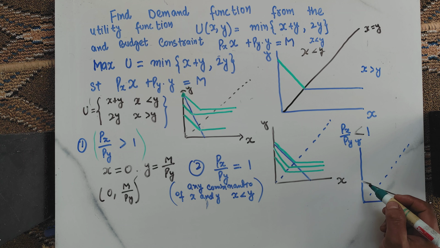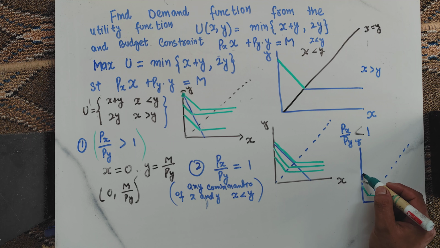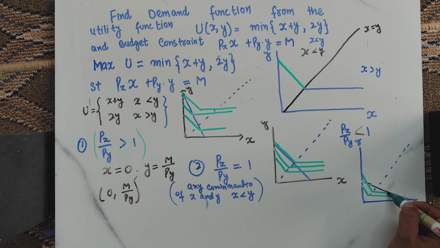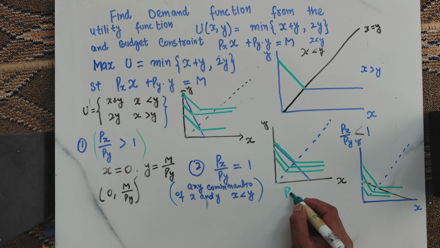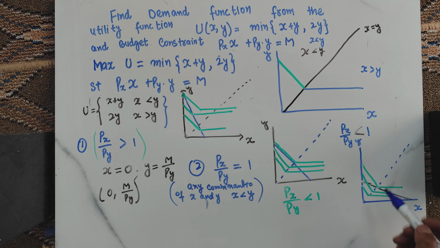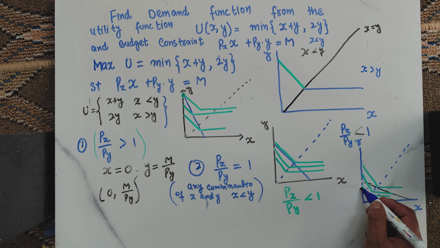We will have this kind of indifference curve, and another can be this. So we will get this kind of indifference curve also. Okay, so here we get this point where the satisfaction is highest. So this will be an interior solution here, if px upon py is less than 1. Okay, so this point will give us the demand function for good x and good y.